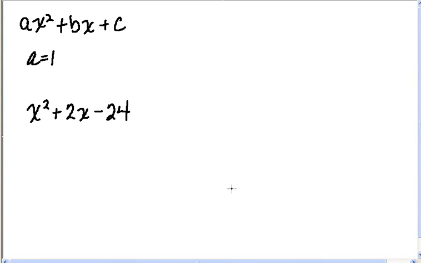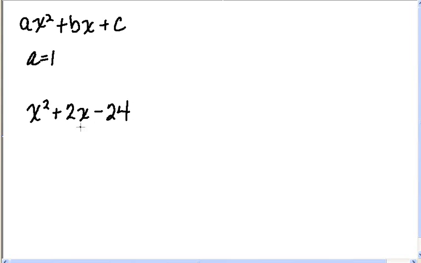Hi, this video will demonstrate how to factor a quadratic when a is equal to 1. So the general form of a quadratic is ax squared plus bx plus c. A corresponds to the number out in front of the x squared term, b corresponds to the number out in front of the x term, and c is our constant.